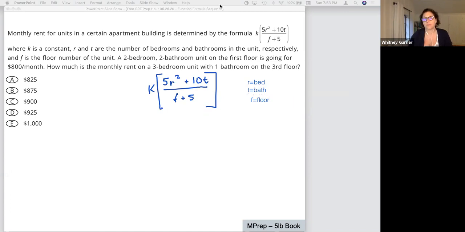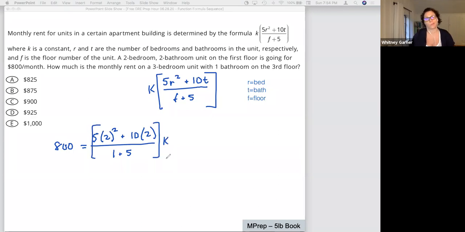Now they're going to tell me some information. What they've left out is this constant. I don't know what K equals. When it says it's a constant, it's just some number. Think about trying to convert Fahrenheit to Celsius, and it's got this 3/5, 5/3, or whatever it is, constant. So they tell me a 2-bedroom, 2-bathroom unit on the first floor. So if I start to plug that in, a 2-bedroom, 2-bathroom on the first floor, the rent for that is $800. All this is multiplied by this crazy K. So I'm just trying to figure out what in the world this K equals.